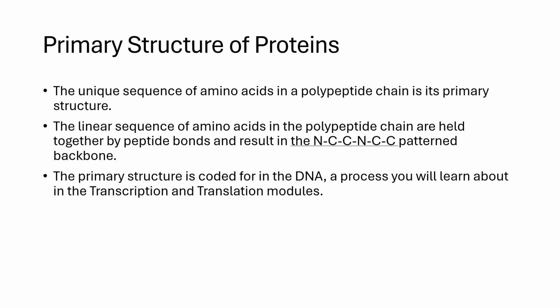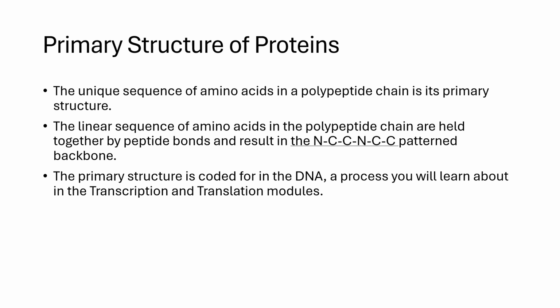The unique sequence of amino acids in a polypeptide chain is its primary structure. The linear sequence of amino acids in the polypeptide chain is held together by peptide bonds and results in an NCC pattern backbone. The primary structure is coded for in the DNA, a process you will learn about in the transcription and translation modules. So I am going to have a module regarding transcription and translation. We will be talking about it.